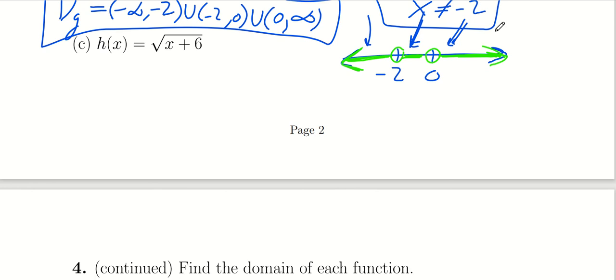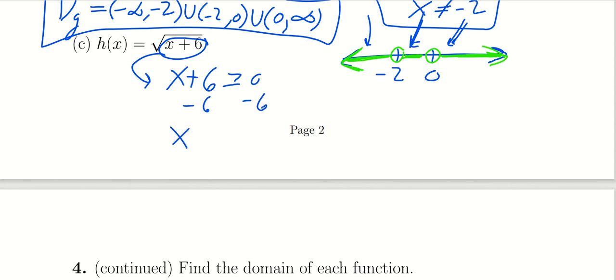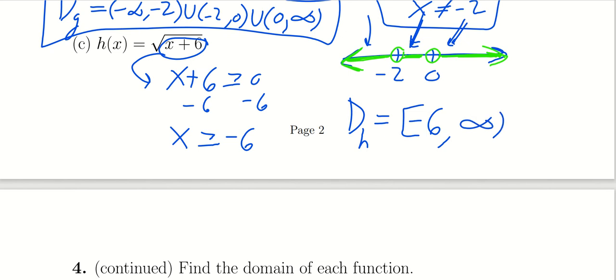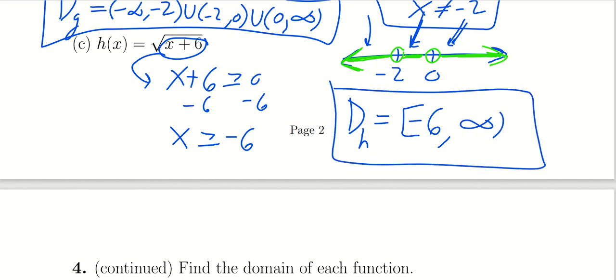Our last function, h of x, we do have a square root. For the domain of this, we require the thing on the inside, which is the expression x plus 6, has to be greater than or equal to 0. To get the x by itself, simply subtract 6 from both sides, and we get that x is greater than or equal to negative 6. If it helps, you can graph this first before doing the interval notation, but the set of x greater than or equal to negative 6 would be everything from negative 6 included all the way towards positive infinity, and that would be the domain of h.